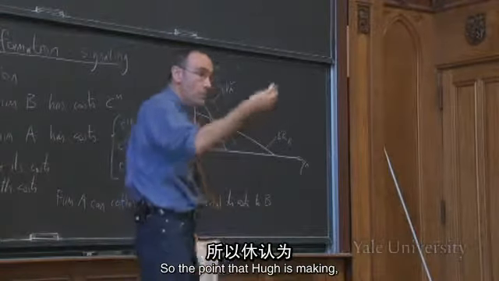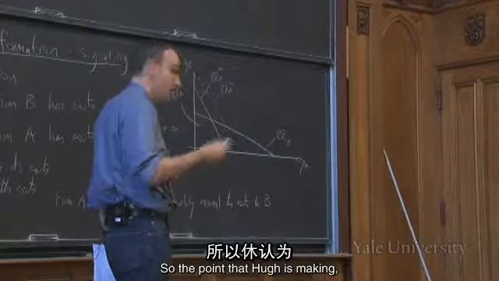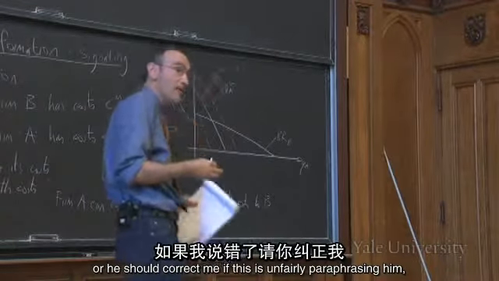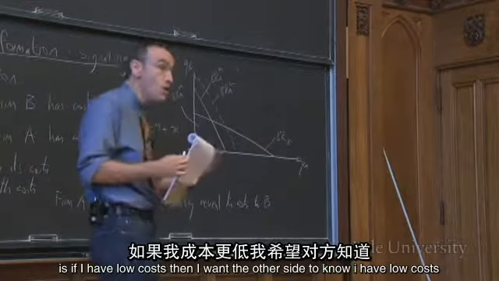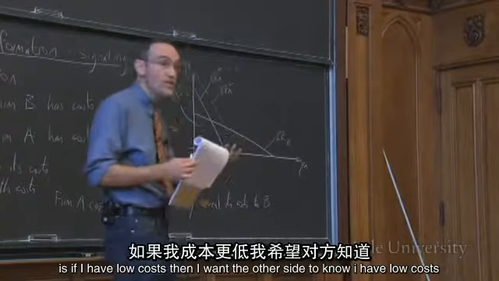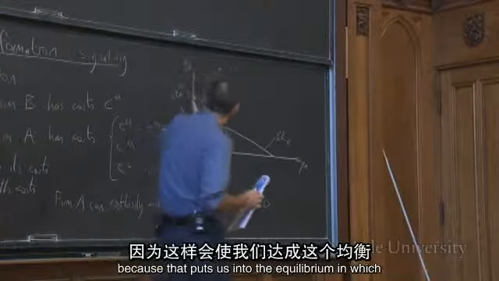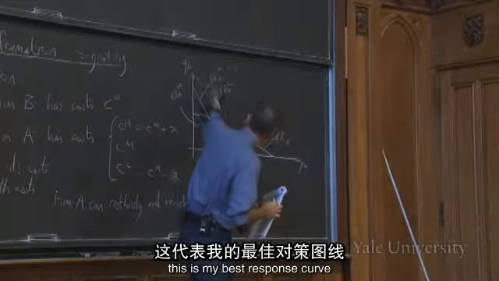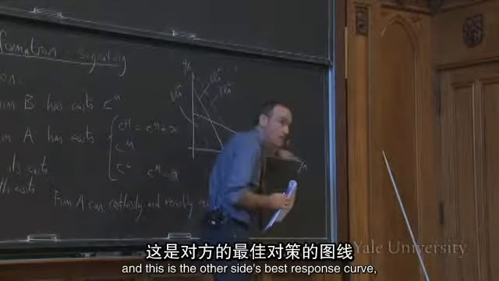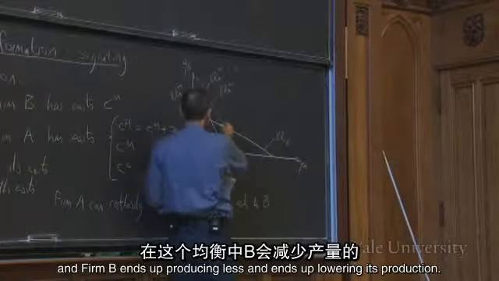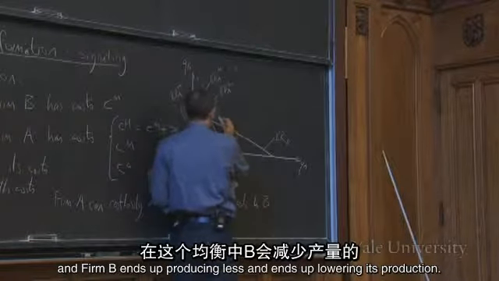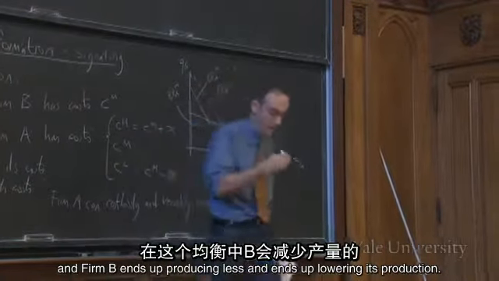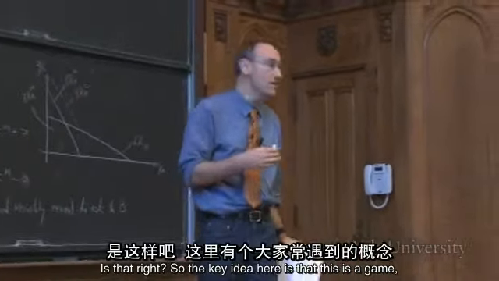All right? So the point that Yu is making, or he should correct me if this is unfairly paraphrasing him, is if I have low costs, then I want the other side to know I have low costs, because that puts us into the equilibrium in which this is my best response curve, and this is the other side's best response curve, and firm B ends up producing less, ends up lowering its production. Is that right?